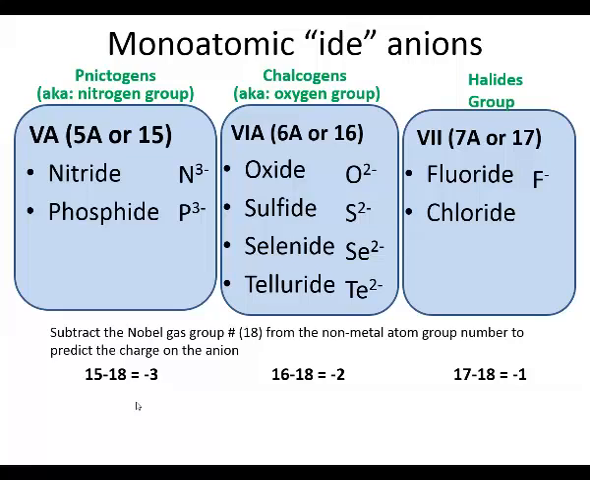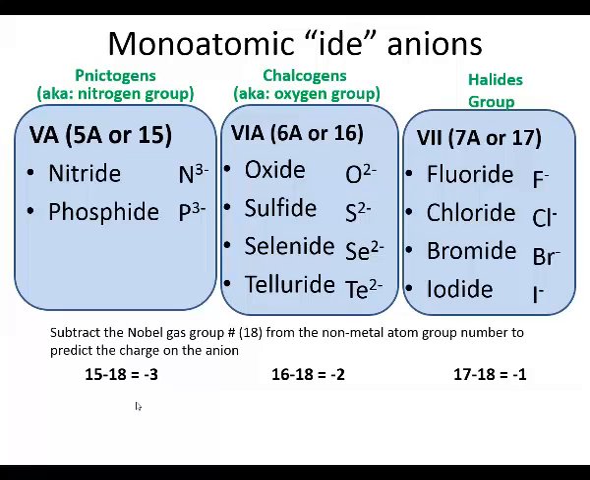Now, if we look at chlorine, it forms chloride by gaining 1 electron as well, so it has a -1 charge. And bromide has a -1 charge as well, and iodide. So we can see all the halogens form stable anions with a -1 charge that are monoatomic with an ide ending, as we change the suffix of the original element name.